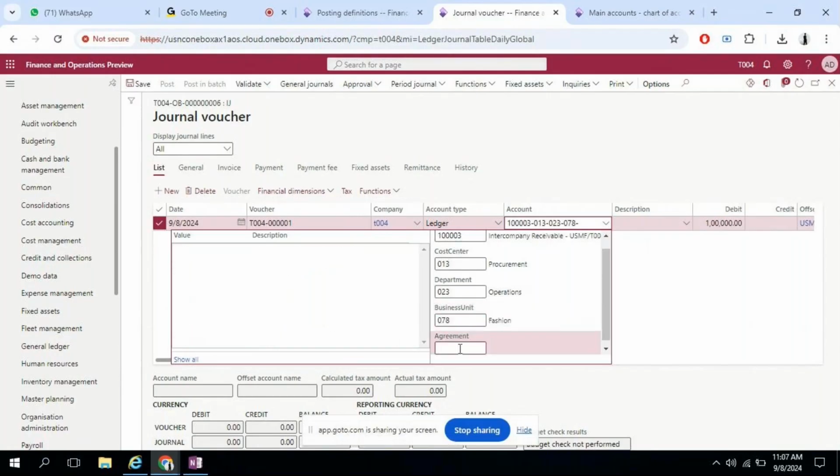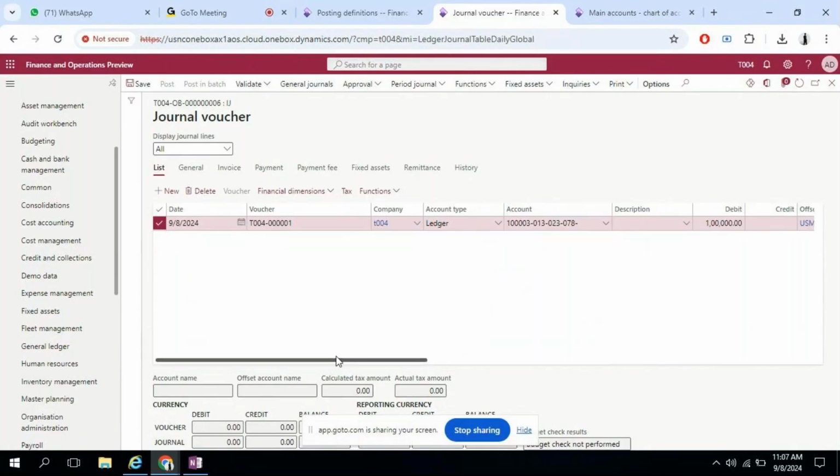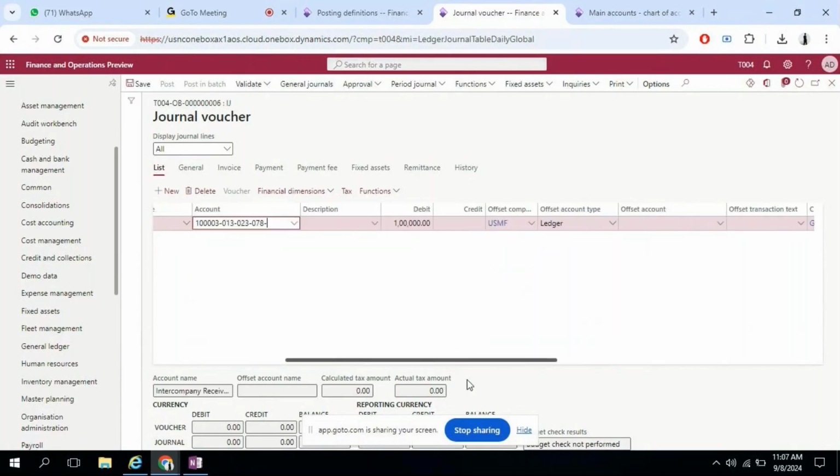Okay, there is the agreement, but we have already allowed the blank value for the agreement in the account structure. If you have any doubt, let me know now. No problem in it. Okay.